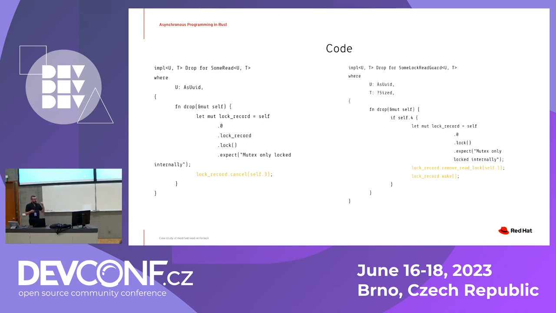And as I mentioned, as an example of where we can call wake, this is a great example of returning some lock read guard from the poll method and then calling wake in the drop method. That was one example that I gave. And what we do here is we remove our record of the read lock. And then we call wake, basically saying we're no longer holding on to the read lock. And so wake up all of the lock tasks that conflict with this, because they can now make progress and potentially acquire the lock.